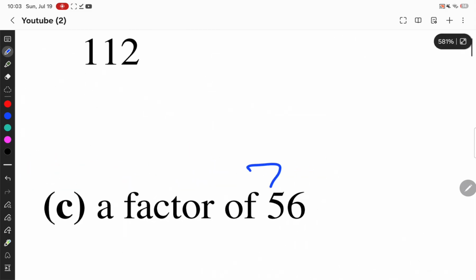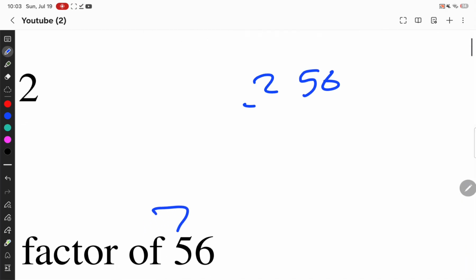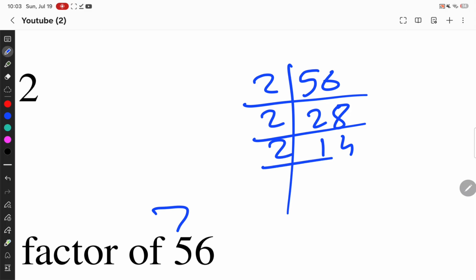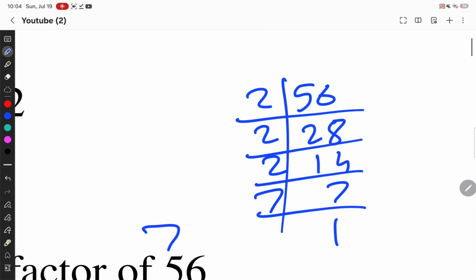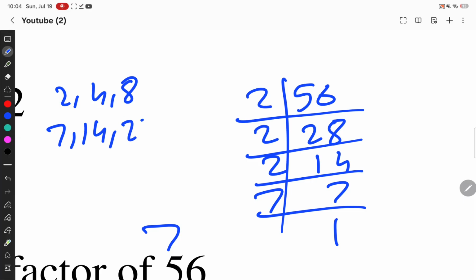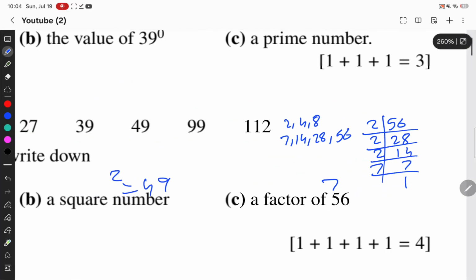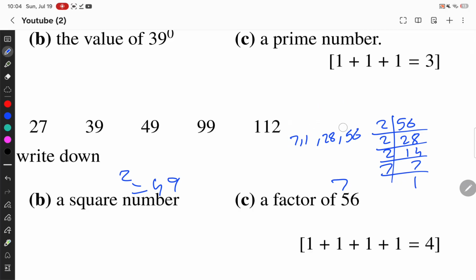If we do prime factorization of this, you can also see how we can get 7. 56 is even, we can divide this: 28, 14, 7, 1. See, we can get a 7. Now you can multiply these together and get combinations. So we have 2, 4, 8, 7, 14, 28 and 56 itself. These are the factors of 56.